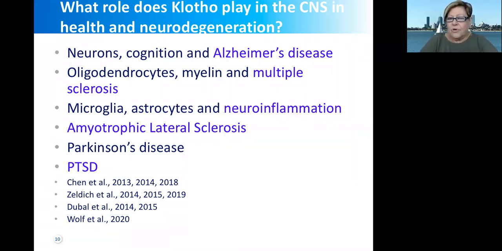But I'm going to talk about the CNS today and neurodegeneration. This is more or less the outline of my lecture: how Klotho affects neurons, cognition, and Alzheimer's disease, how it affects oligodendrocytes, myelin, and multiple sclerosis, microglia, astrocytes, and neuroinflammation. And as a model, we have amyotrophic lateral sclerosis, ALS. There are other groups that worked on Parkinson's disease, and in 30 minutes, I don't have time to talk about Parkinson's disease, so I will not. I will just mention PTSD. And these are some of our publications, the last one in 2020.